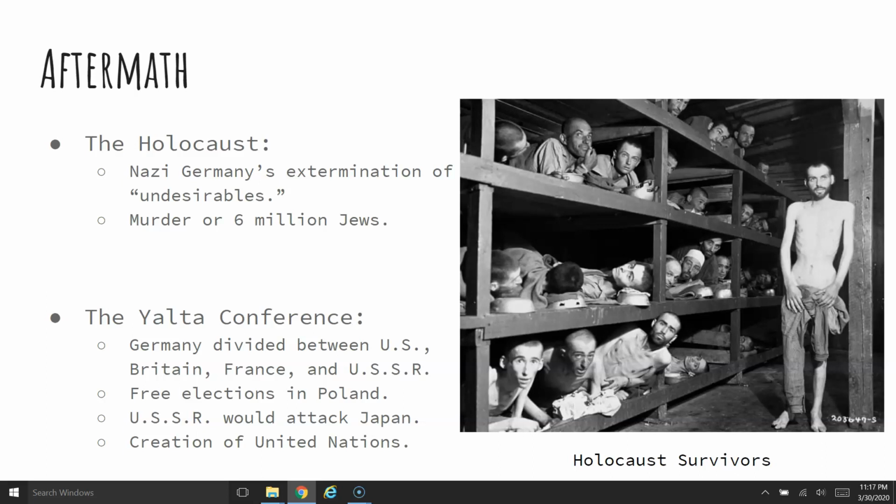And then the Yalta Conference. This was a meeting that took place in the Soviet Union at the very end of World War II in Europe, where they agreed that Germany would be divided between the U.S., Great Britain, France, and the Soviet Union. They agreed that Poland would be able to hold free elections. The Soviet Union had set up a communist government there as they pushed the Germans back. Stalin once again promised to attack Japan, and they agreed to create the United Nations, which was a replacement for the League of Nations.